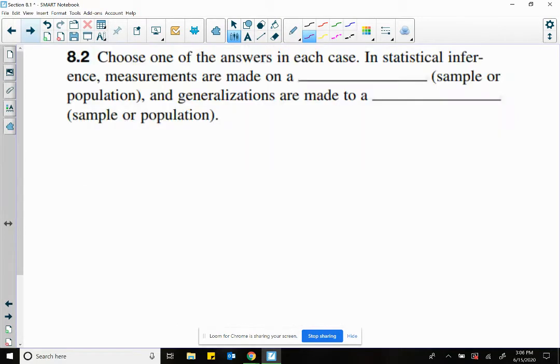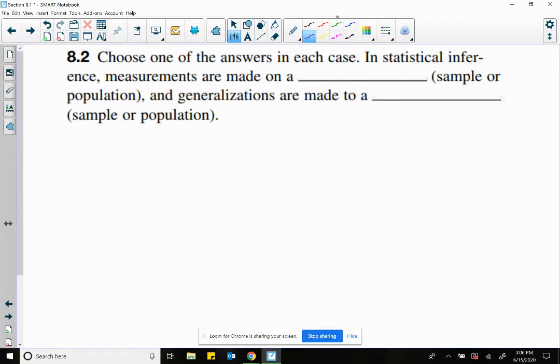So let's talk about these. So right here, kind of giving you a question. It says, choose one of the answers in each case. So in the blanks here, it's either sample or population. It says, in statistical inferences, measurements are made on a blank and generalizations are made to a blank. Okay? Fill in those blanks for me. Who do we take measurements on and who do we make generalizations about? And go.